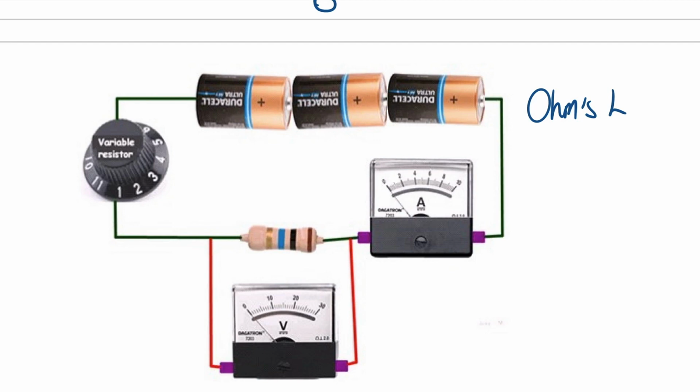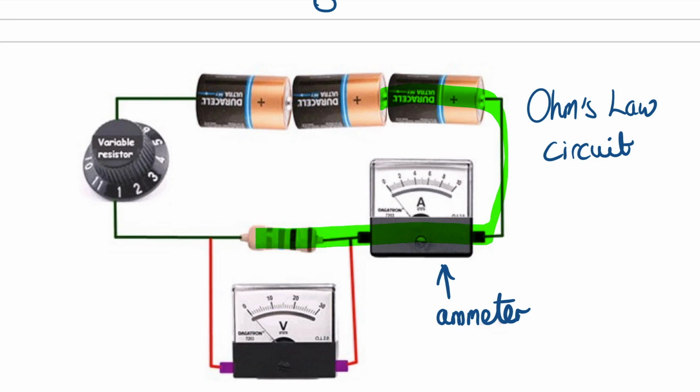Don't worry about that at the moment. You have to understand a few things. First of all, that we always put the ammeter in series. That means it's in the same loop as the component we're testing. Now the component we're testing always goes here.